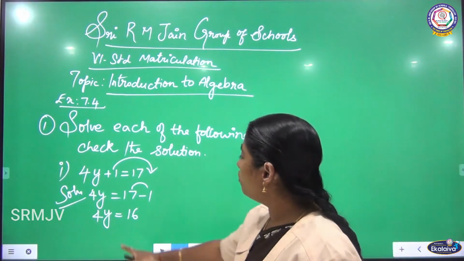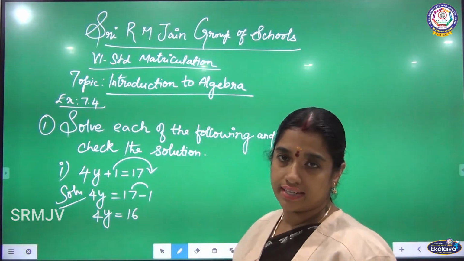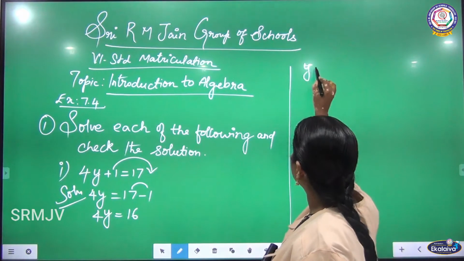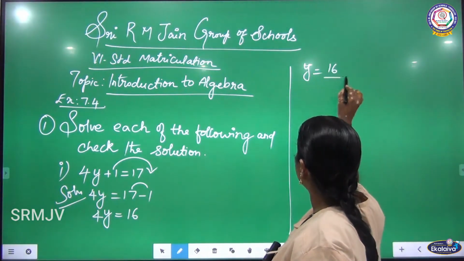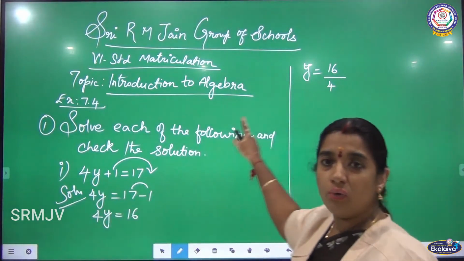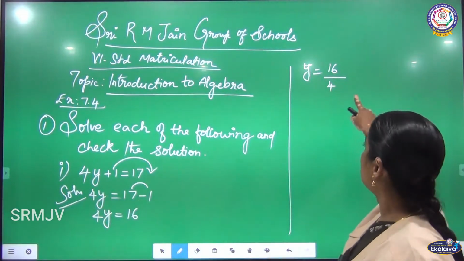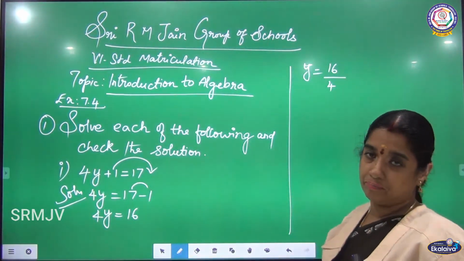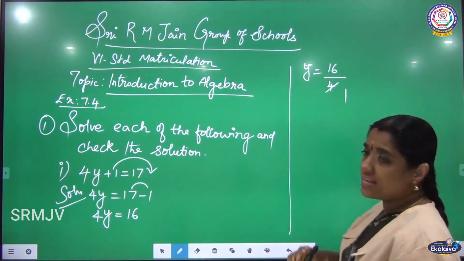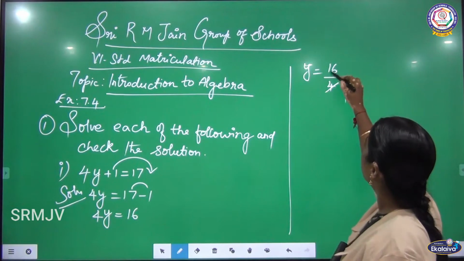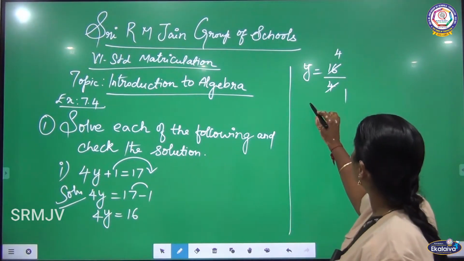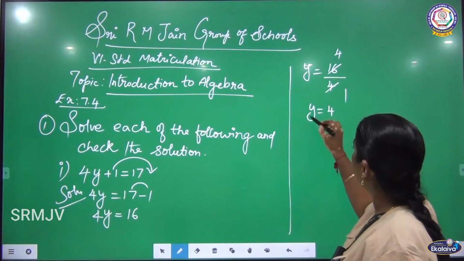Got it? Now 4y is equal to what? 16. Now listen children. So y is equal to 16 by 4. I said 4 is in multiplication, so now it is the inverse operation, which is division. Now I can cancel this. 4 ones are 4, 4 fours are 16. So y is equal to what?